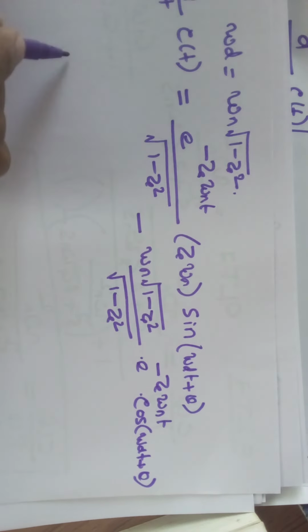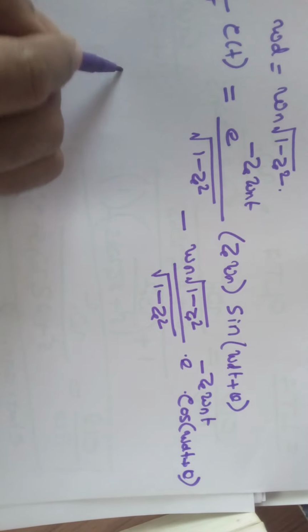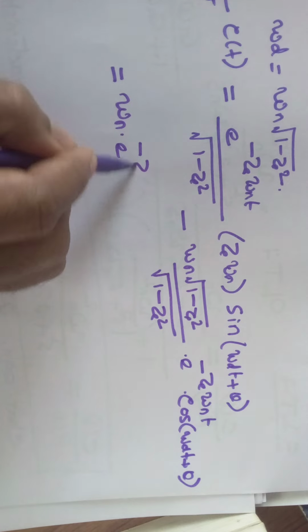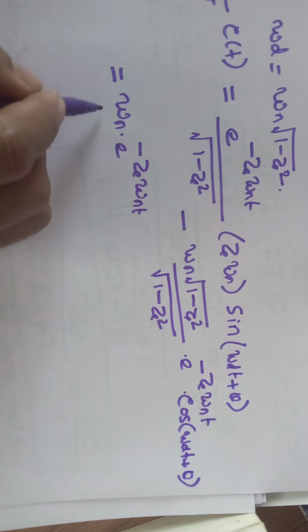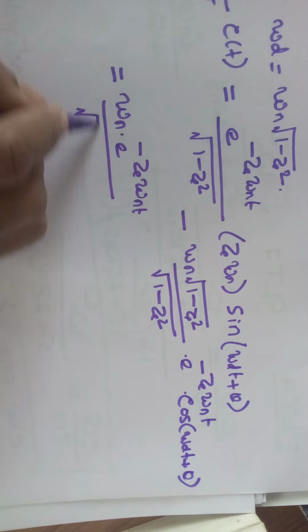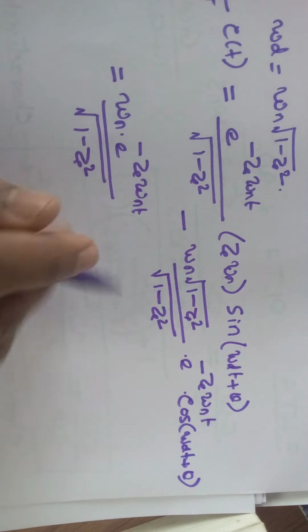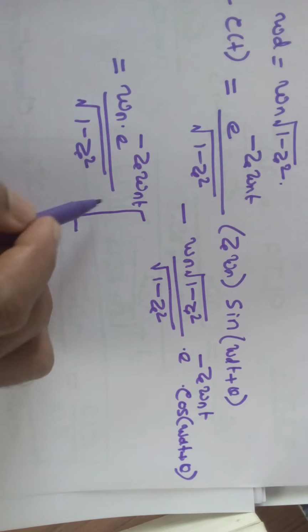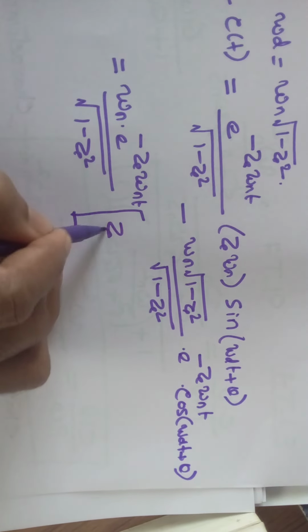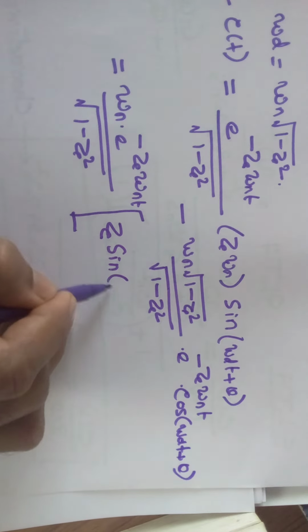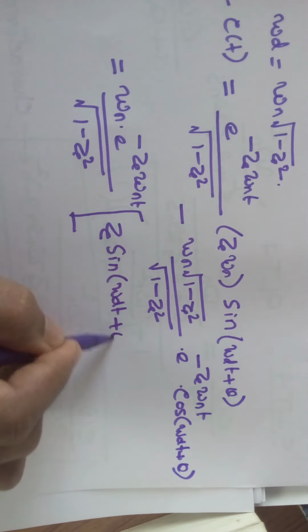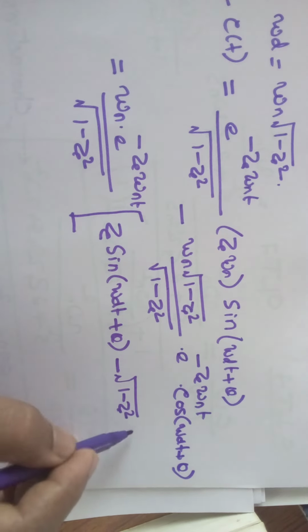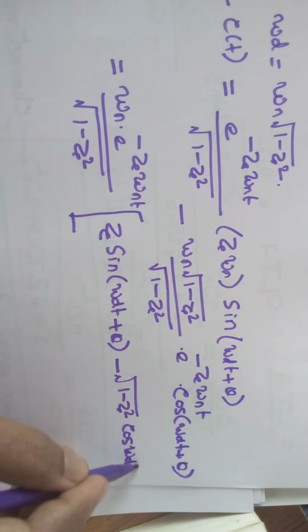Now we can simplify this, which is equal to omega n into e power minus zeta omega n into t divided by square root of 1 minus zeta square into, so you are taking these factors common because these two things are common, zeta into sin of omega d t plus theta minus square root of 1 minus zeta square into cos of omega d t plus theta.